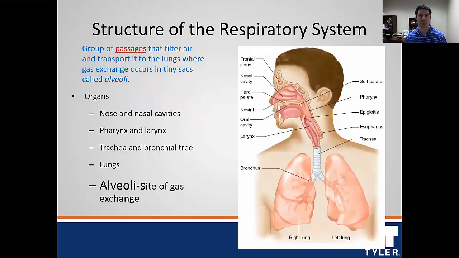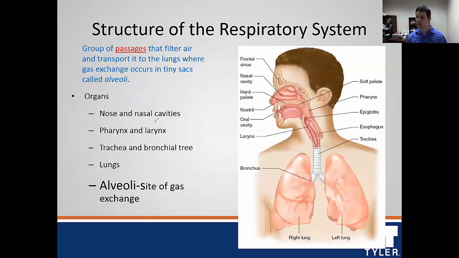So let's go over some of the highlights from that video. Again, looking here, we can see the anatomy from that video. Air must come in through the nose, nasal cavities, down through the pharynx and larynx, and then ultimately into the trachea, where it then enters into the bronchus or bronchial tree, ultimately to the lungs and into the alveoli, which is the site of gas exchange.